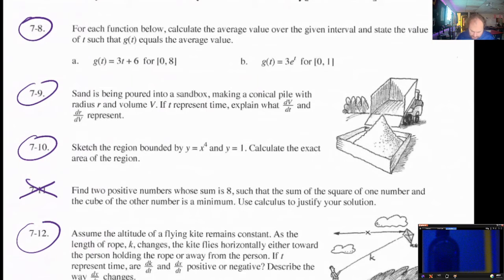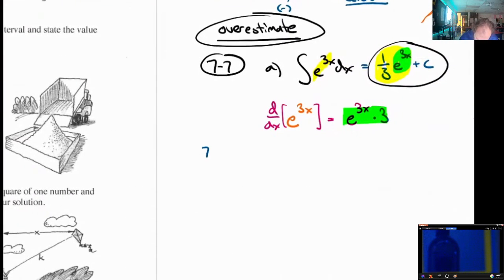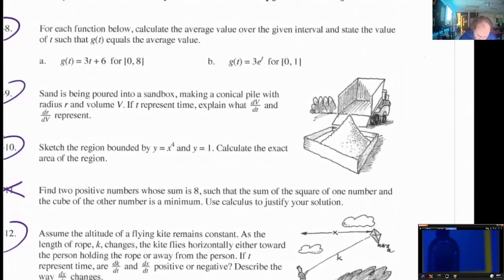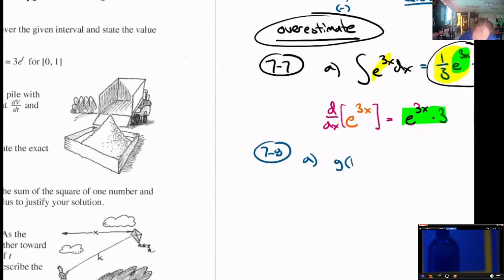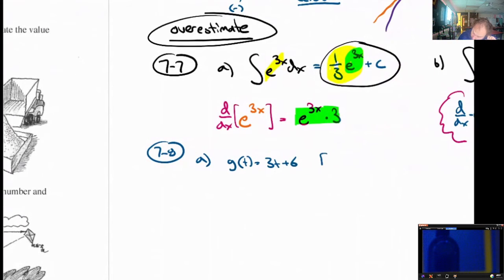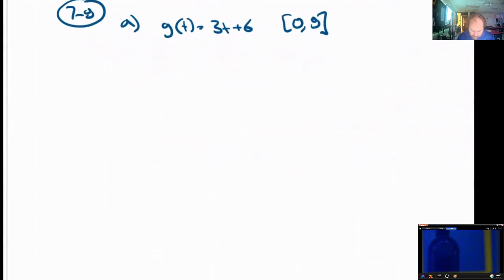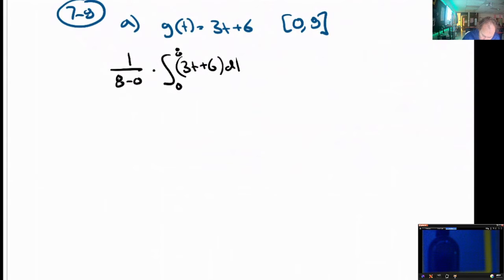So for 7(8), part A, we've got g of t equals 3t plus 6. And we're looking for the average value of that over 0 to 8. So, average value is a really simple formula. It's 1 over 8 minus 0 times the integral from 0 to 8 of 3t plus 6 dt. So basically you take your boundaries, 8 is there, and 0 is there and there.